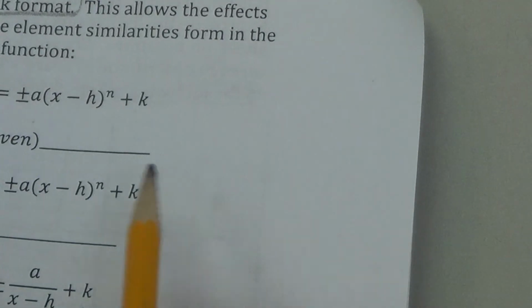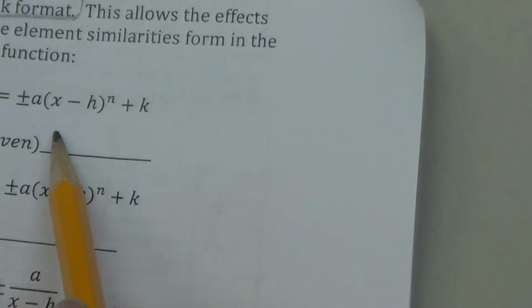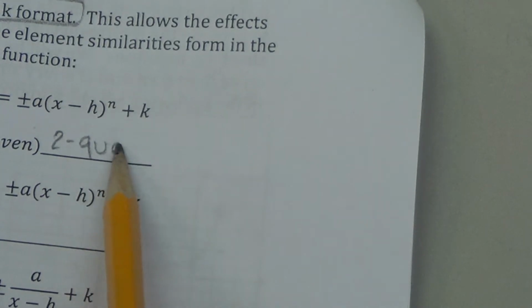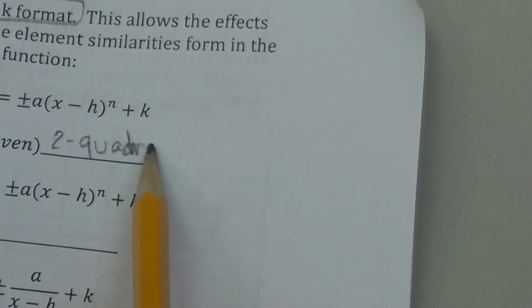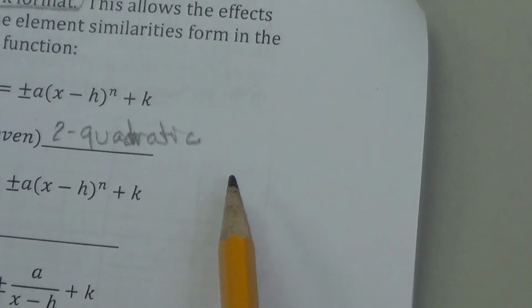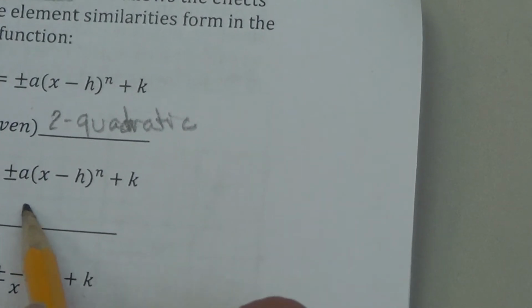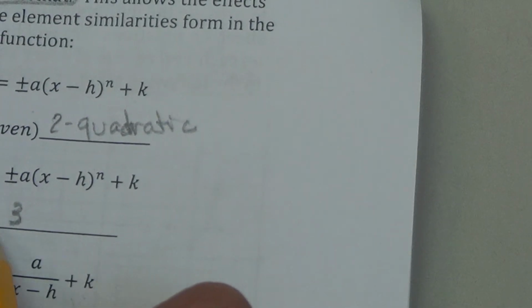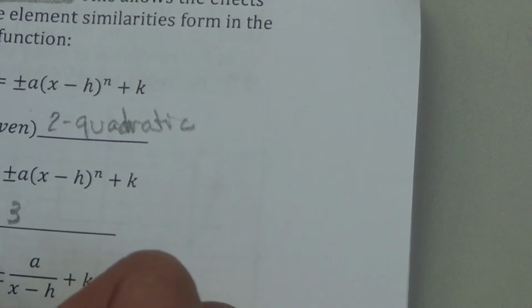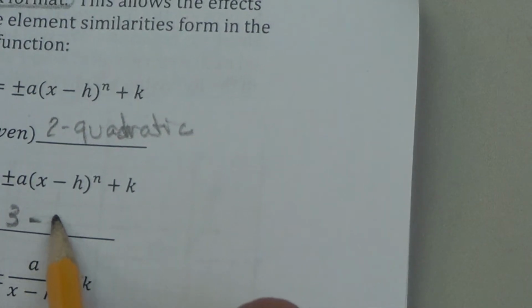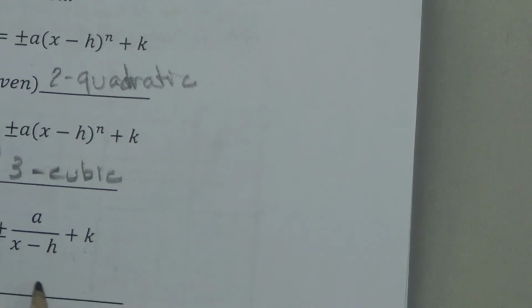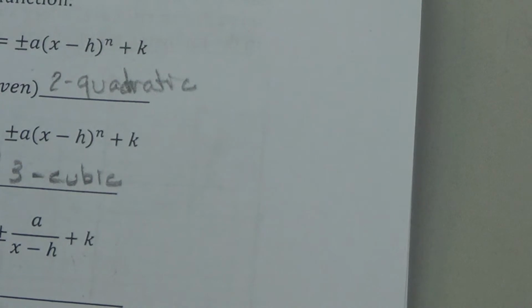Over to the next item. If it's even, we chose a 2 in class, a 2 would be quadratic, if it's raised to the second power. Otherwise, it's just referred to as a polynomial. If it's odd and it's a 3, this should say n is odd, then it would be a cubic function. And when x is underneath on the fraction, that's a rational expression.